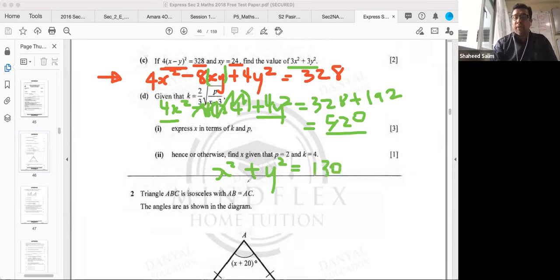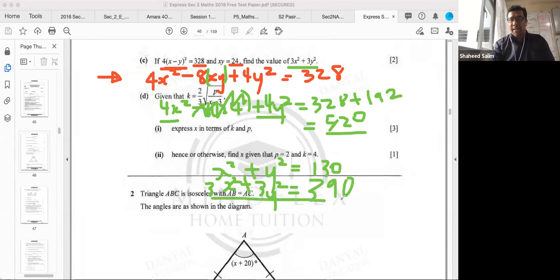Now they want me to find 3x squared plus 3y squared, right? I times this by 3. 130 times 3 equals 390.